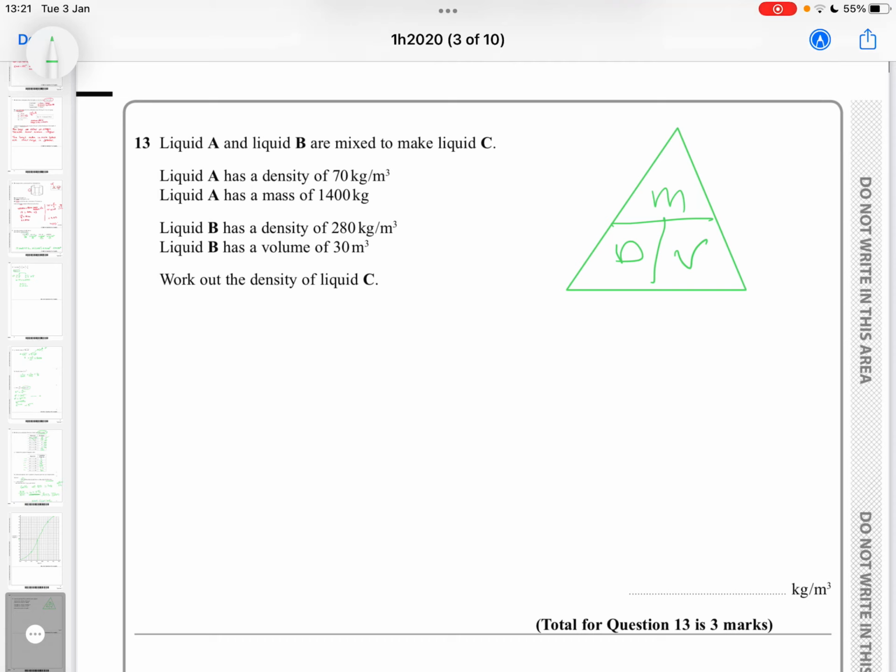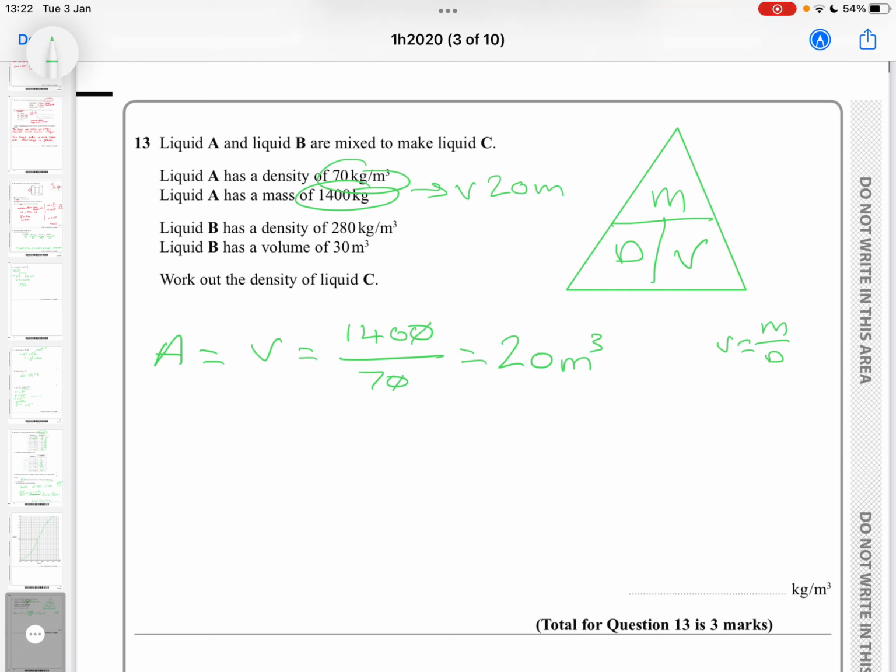So the first thing I'm going to do is work out what the volume is. So for liquid A, I know the mass and I know the density. So that means here I'm going to divide them. So mass over density gets me volume. So for this question, we're going to have 1,400, that's the mass, divided by 70, cross a 0 off each, and I'm going to have an answer of 20 meters cubed. So for this first one, I know that the volume is 20 meters cubed.